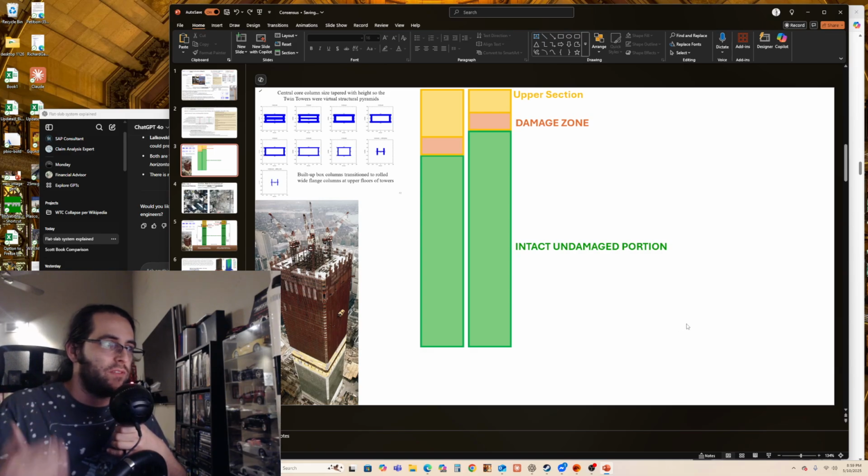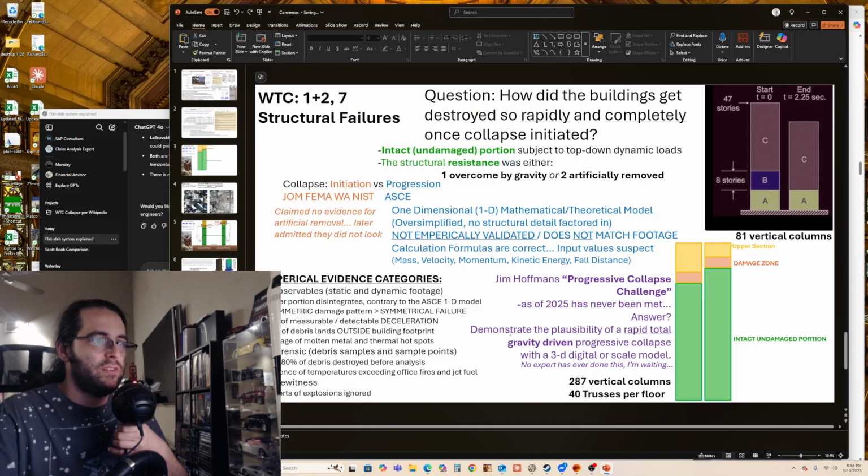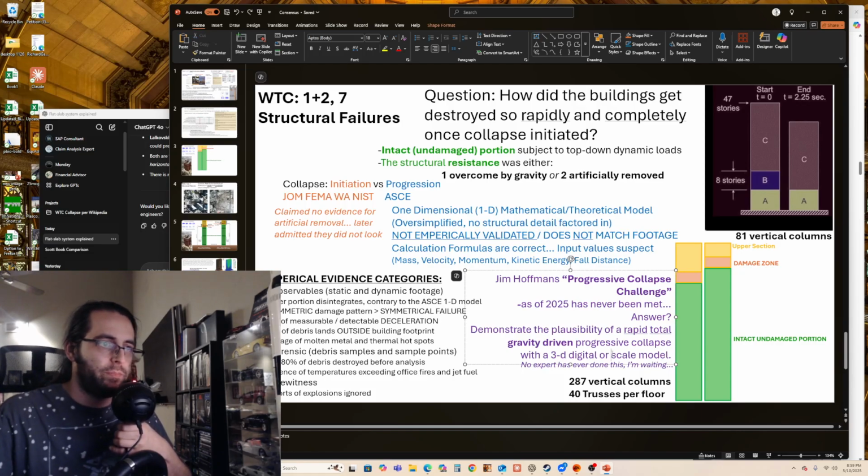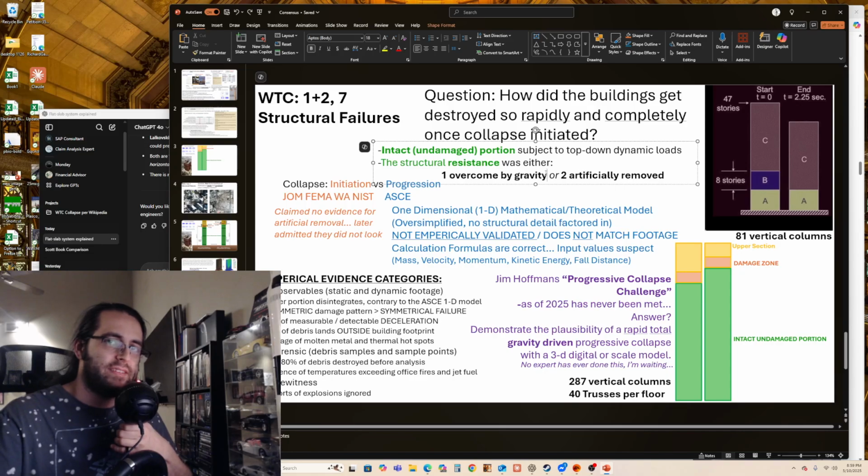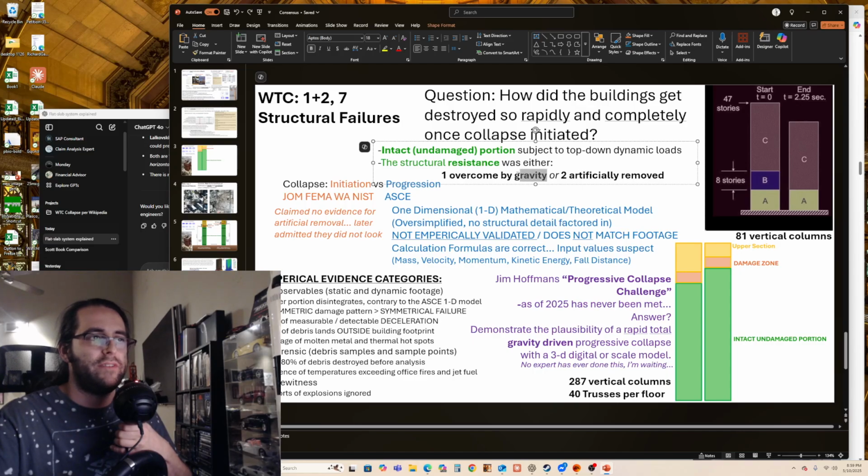We don't have a frame of reference. Why don't we have a frame of reference? No one has generated a publicly available 3D digital or scale model of a collapse progression. It's 2025. This is not a big deal to do. I suspect the reason why it hasn't been done all these years is because what it would show is that the collapse would arrest after a few seconds if you used gravity alone.